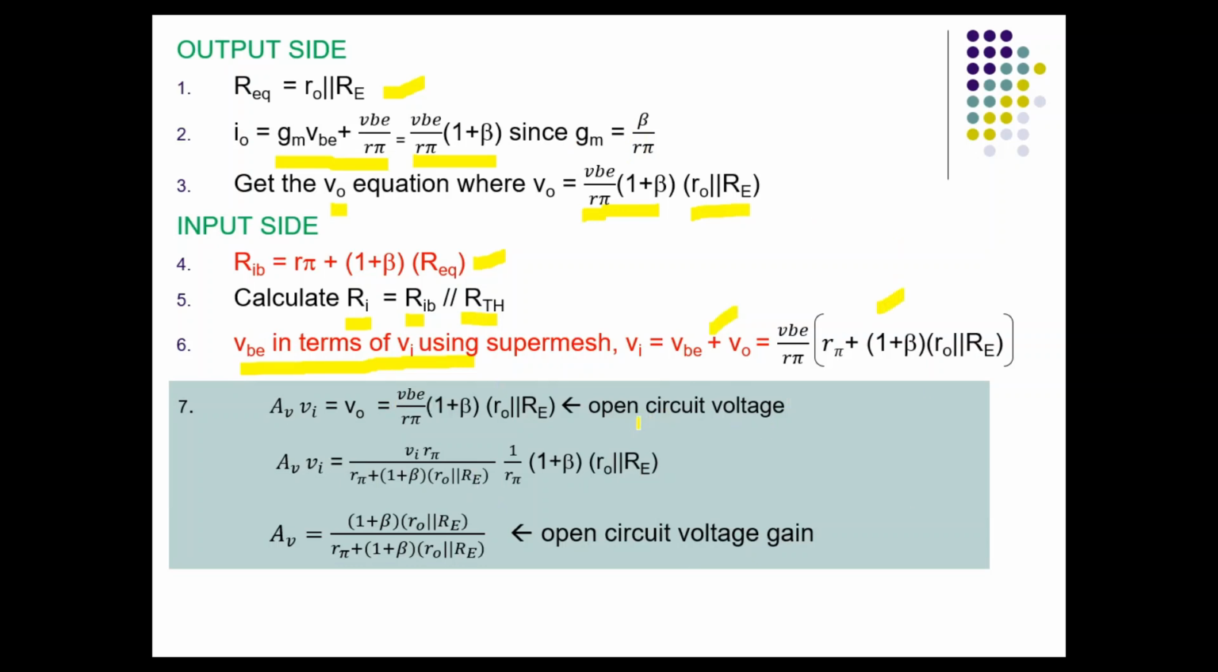And then next is the calculation of AVOC. AV times VI is equivalent to Vout, and you will cancel out your VI and you will get this open circuit voltage gain equation. This is similar to the steps to cancel out your VI or to cancel out your VBE, doesn't matter, but eventually you will get this equation for your AVOC.